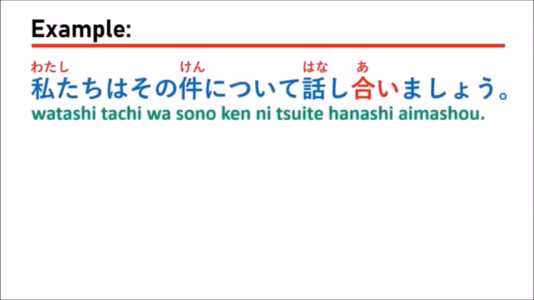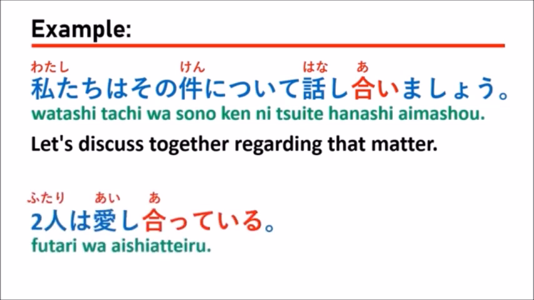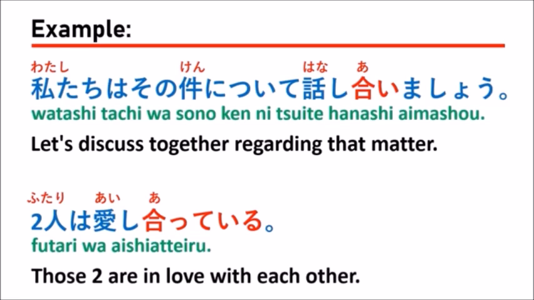The first example: 私たちはその件について話し合いましょう。Which means, let's discuss together regarding that matter. The next example: 二人は愛し合っている。Which means those two are in love with each other.